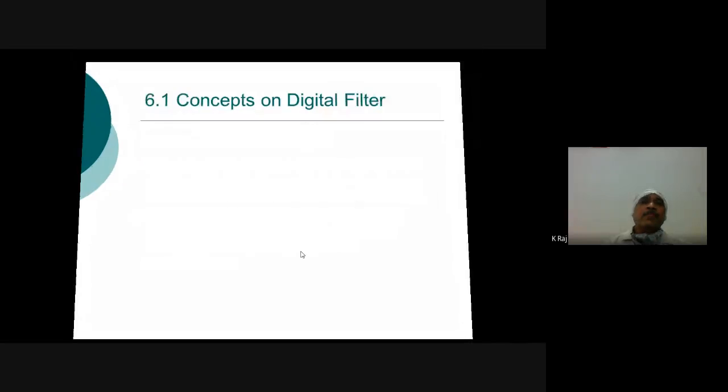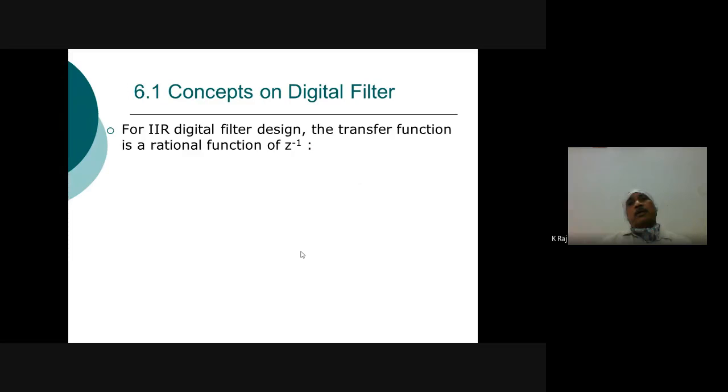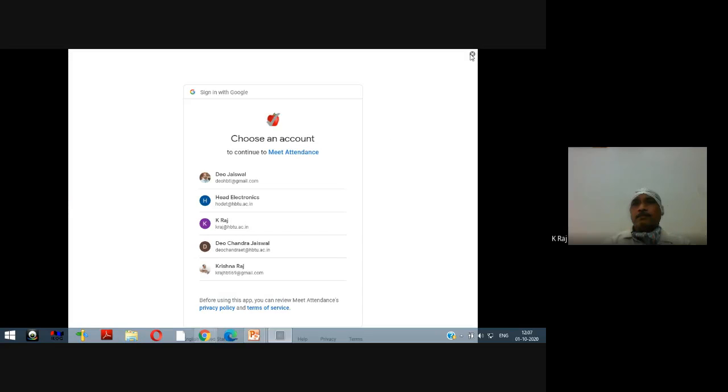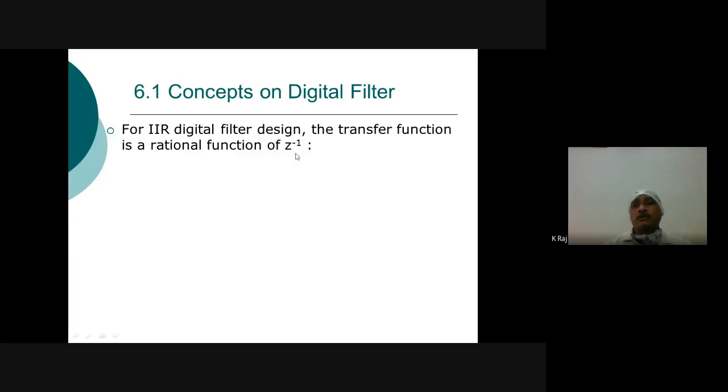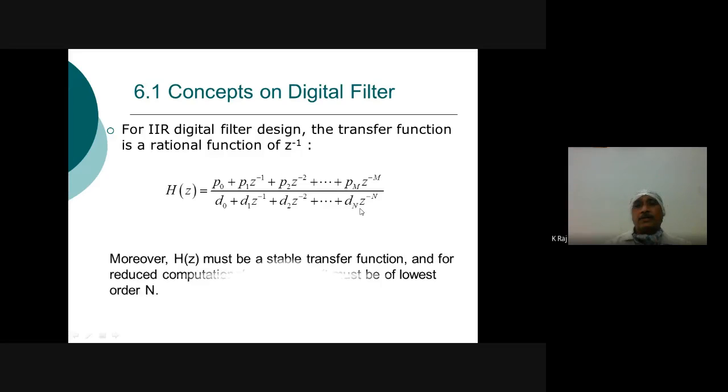Now, for IIR digital filter design, the transfer function is a rational function of z to the power minus 1, and it may be represented in this manner: H(z) having polynomials in the numerator and denominator, that is, P0 plus P1 z to the power minus 1 plus P2 z to the power minus 2 and so on up to Pm z to the power minus m, divided by D0 plus D1 z to the power minus 1 plus D2 z to the power minus 2 and so on up to Dn z to the power minus n.